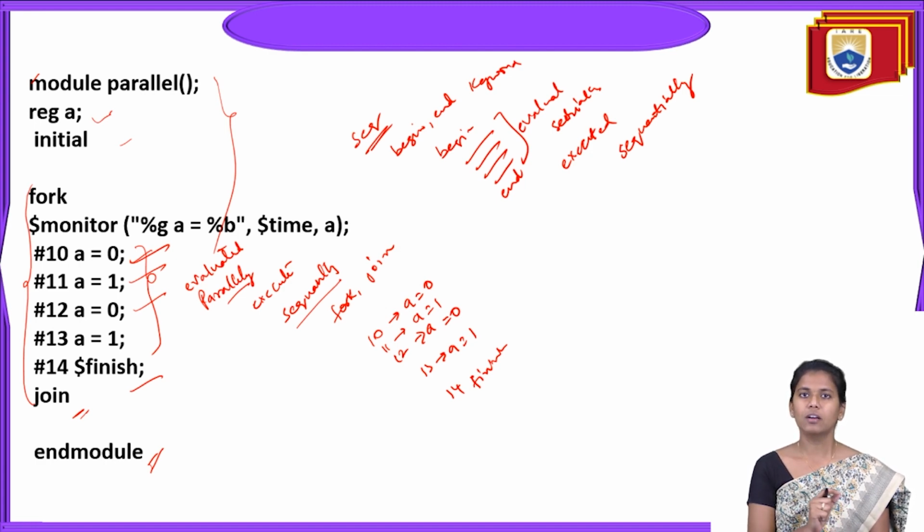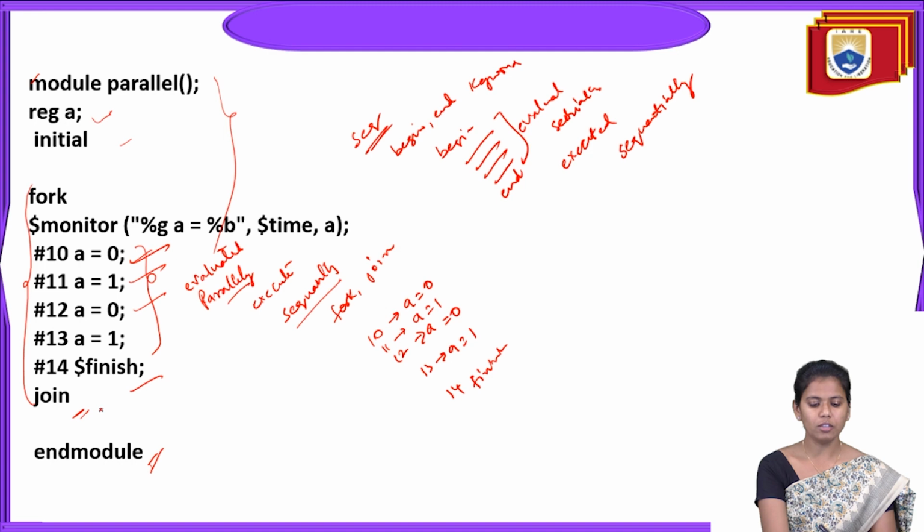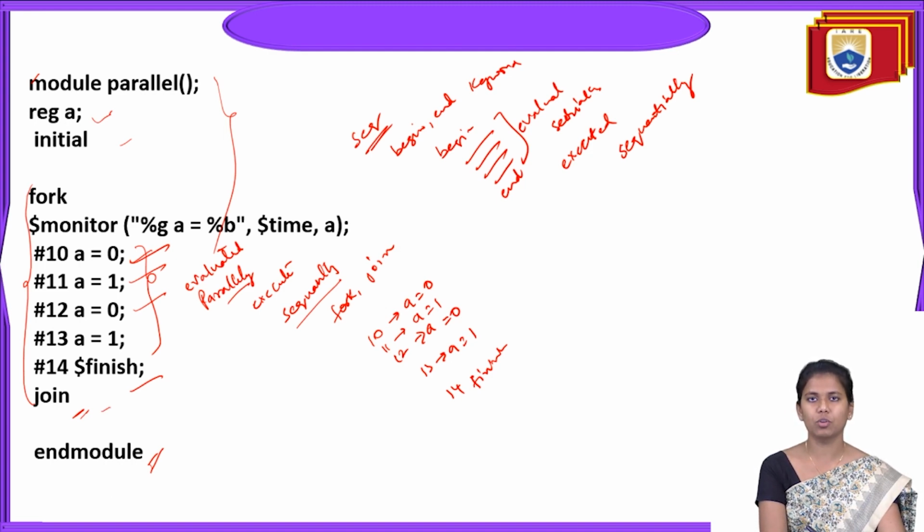In the sequential statements, all the statements are placed within the keywords begin and end. Whereas in parallel statements, we need to mention all the parallel statements within fork and join. When it comes to execution, the statements are executed sequentially, but evaluations can be made parallelly. At a time, all the statements can be evaluated parallelly, and finally we end up with the end module.